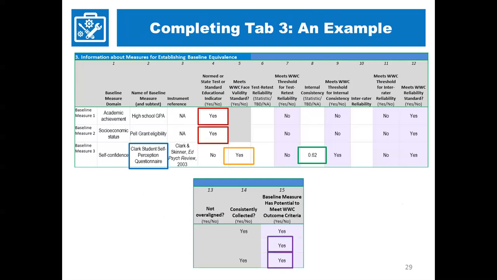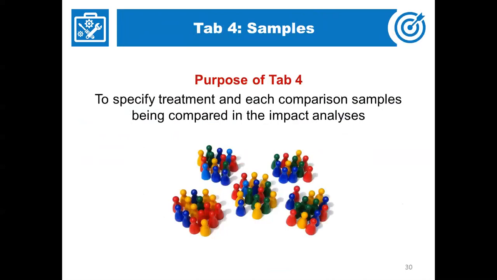So the next tab is tab 4, and this is where it's going to take a little more of your thinking to put this tab together, because here is where you actually have to start to specify exactly which parts or members of your treatment and comparison groups are going to be used in each of your contrasts to answer each of your research questions.